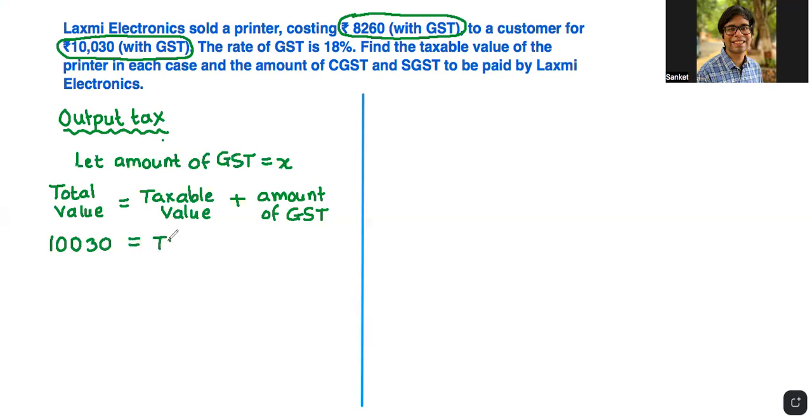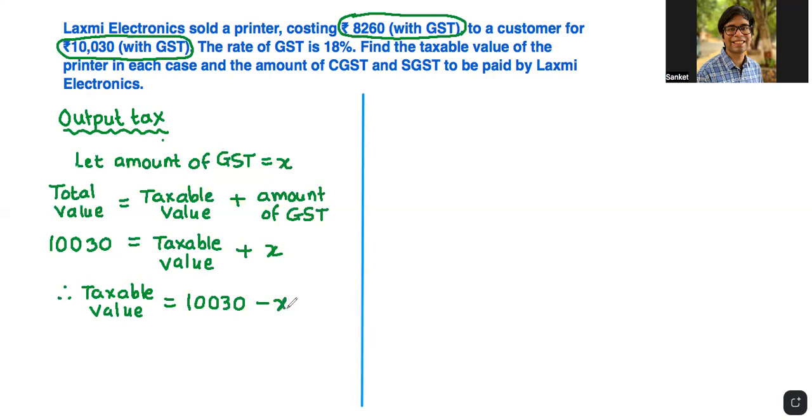I don't know what the taxable value is, and my amount of GST is X. Therefore, I can rearrange this. So I have my taxable value as 10,030 minus X. Let me call this equation 1.